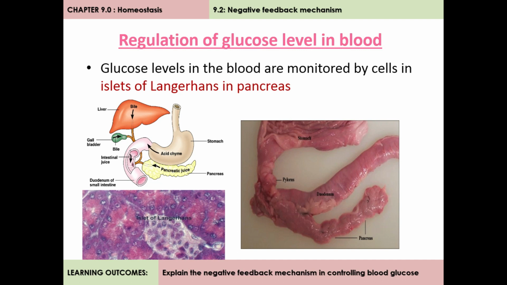Glucose level in blood is monitored by cells in the islets of Langerhans in the pancreas.